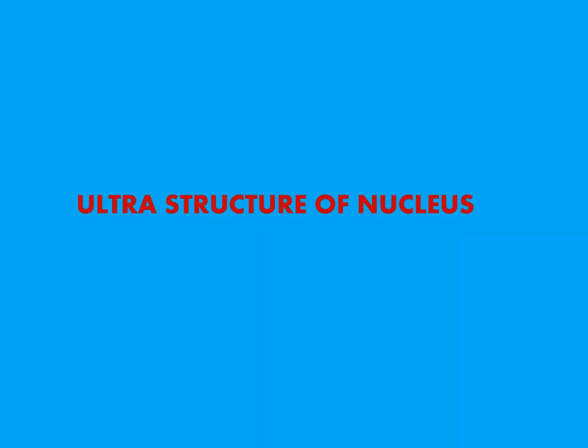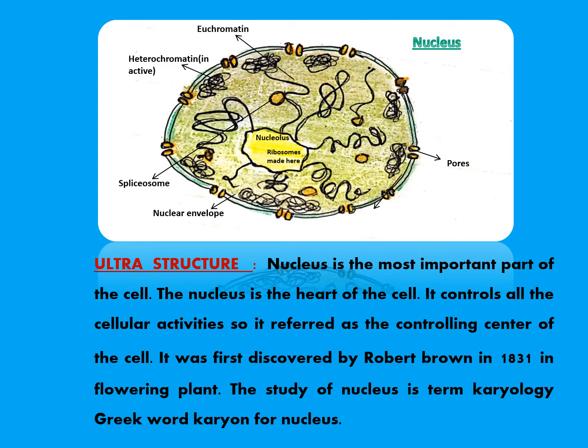So, today we shall see about the ultrastructure of the nucleus. In ultrastructure, the nucleus is the most important part of the cell. The nucleus is called the heart of the cell. The nucleus controls all the cellular activities, so it is also called the controlling center of the cell.